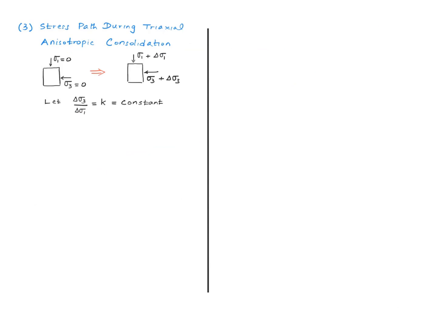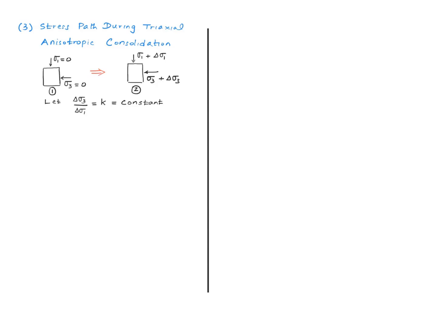Now I'm going to consider another kind of loading that could be conducted in a triaxial setup called anisotropic consolidation. At state 1, the specimen is stress-free. Now we are going to increase sigma 1 by delta sigma 1 and sigma 3 by delta sigma 3 in such a way that the ratio between delta sigma 3 and delta sigma 1 remains a constant k. Can you guess what this value is for the consolidation that we do in a standard triaxial test?